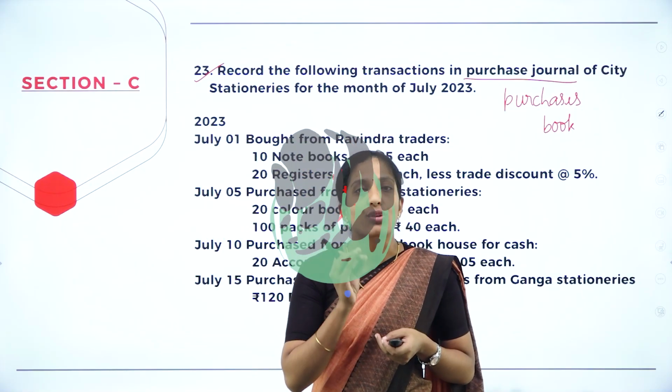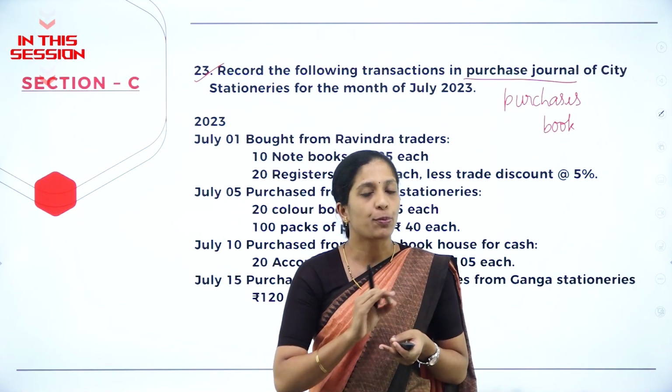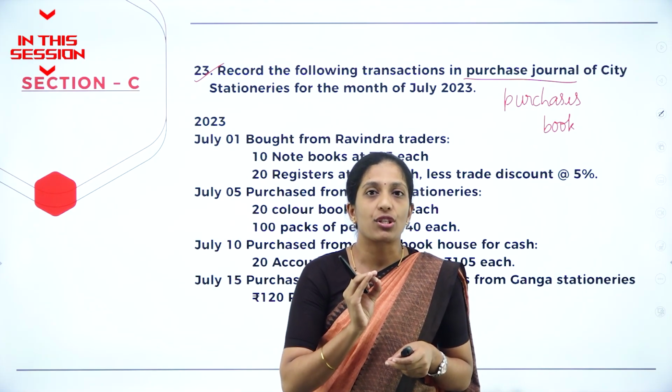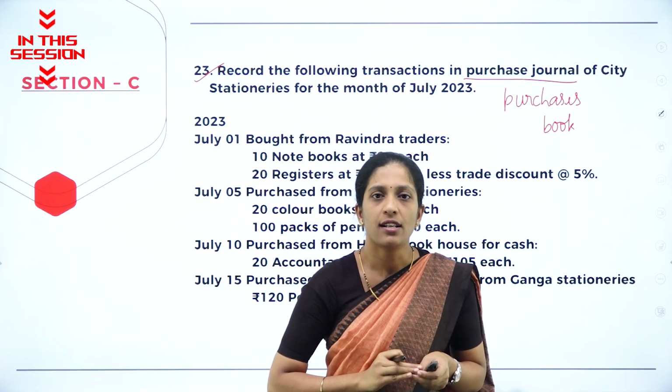Only credit purchase of goods has to be recorded. Cash purchase should not be recorded. It goes under the cash book. And if there is any credit purchase of any other asset, it comes under journal proper.